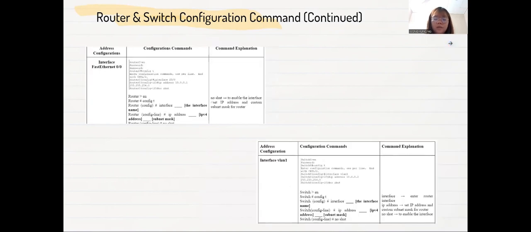Then router needs to type interface F0/0, but switch needs to type interface VLAN 1 to enter the interface. IP address command is to set IP address and custom subnet mask for router. And last but not least, no shut is to enable the interface.